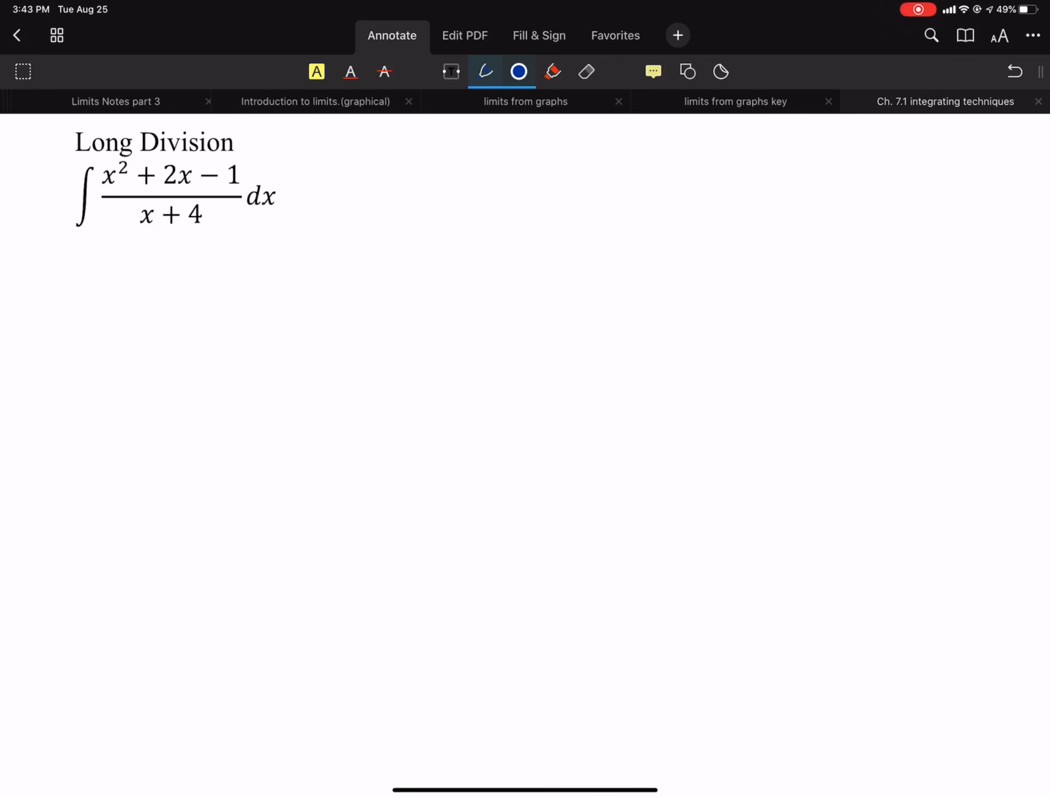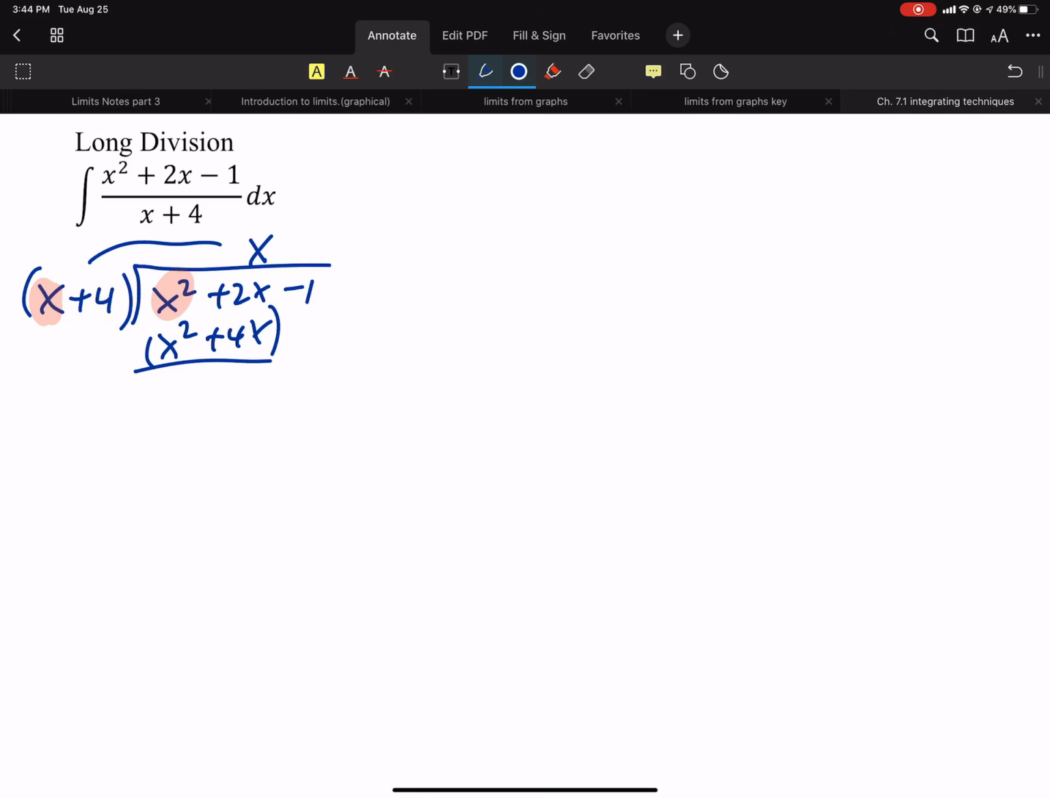in this problem. So whenever the degree of the numerator is bigger than or the same as the denominator, long division is a common technique. So we're going to divide x plus 4 into x squared plus 2x minus 1. We'll ask ourselves, x times what will get us x squared? And clearly it's going to be x. So in the x column, I put an x there. And then I just multiply this, so I get x squared plus 4x.